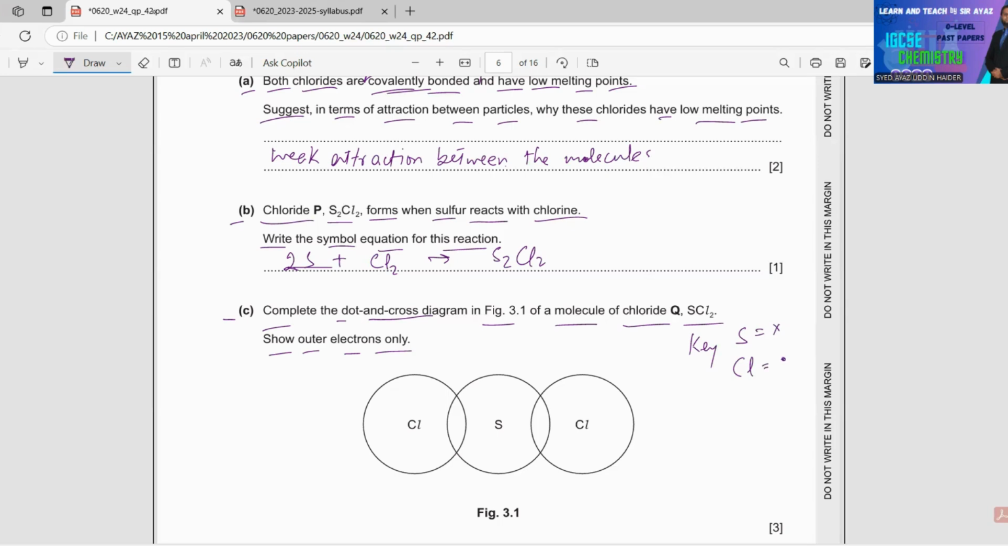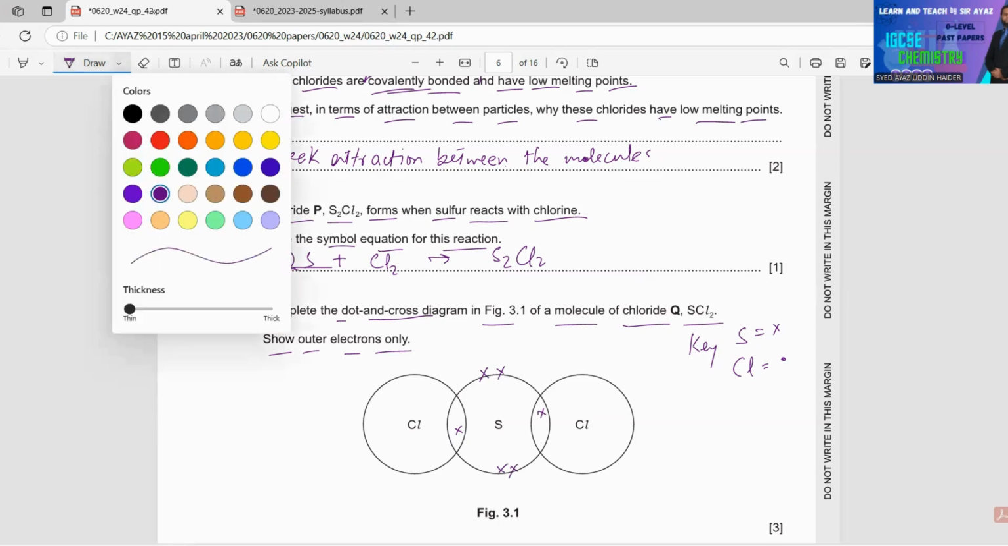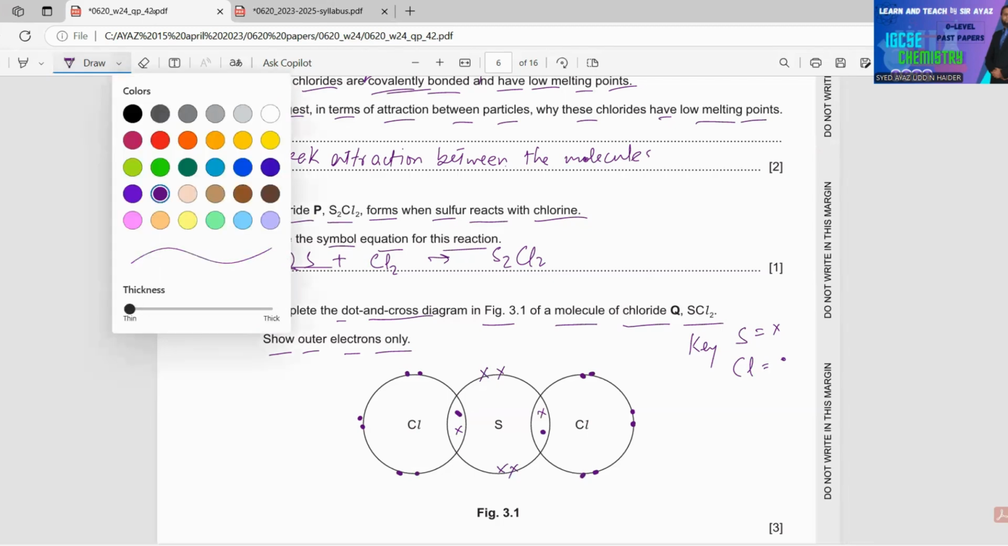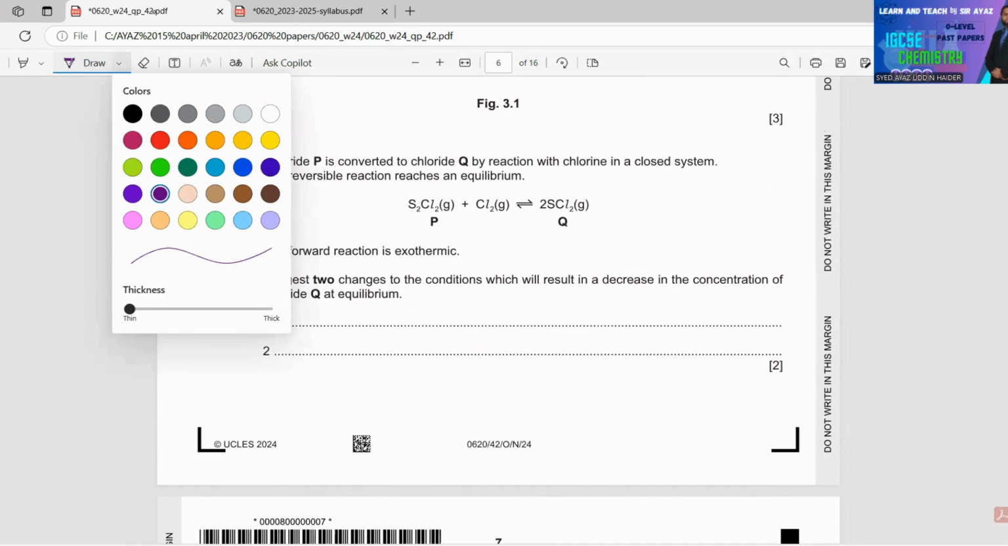So for sulfur, I need to show 6 valence electrons. 2 of these valence electrons will be shared with each chlorine atom. Here's 1, 2, 3, 4, 5, 6. I'm done with the valence electrons of sulfur. Now, let's show the valence electrons of chlorine. They will be having 7 valence electrons. 1 electron will be shared with each sulfur atom. 1, 2, 3, 4, 5, 6, 7. So in this way, you're going to draw the dot and cross diagram for SCl2.